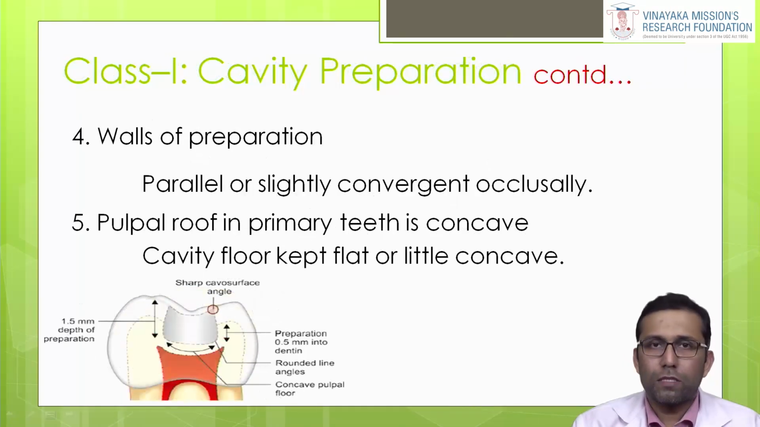Now the walls of preparation are always kept parallel or slightly convergent occlusally. This is to prevent the dislodgement of the restoration, that is the primary resistance form in the primary tooth. Now, the pulpal roof of the primary tooth is slightly concave, so the cavity floor can be kept concave in nature in the case of a primary tooth.